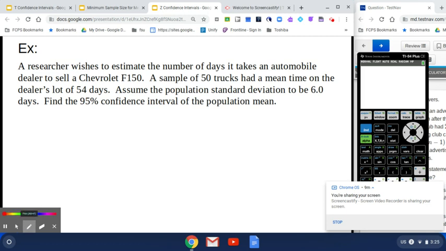The first number that I see is 50. That's talking about the sample size, so that's n. The next number that I see is 54. That's talking about the mean of those 50 trucks, so that's our sample mean, x bar. The next number is 6. That's talking about the population standard deviation, or sigma.